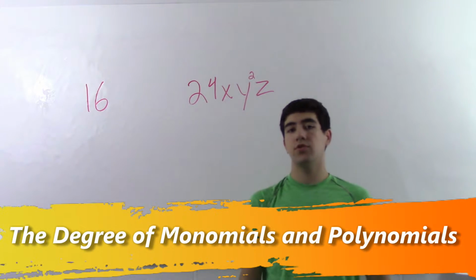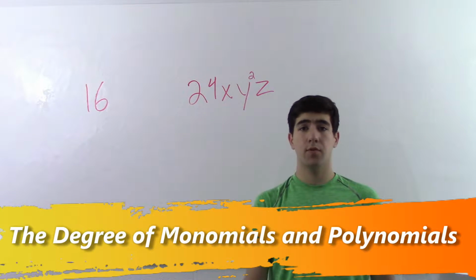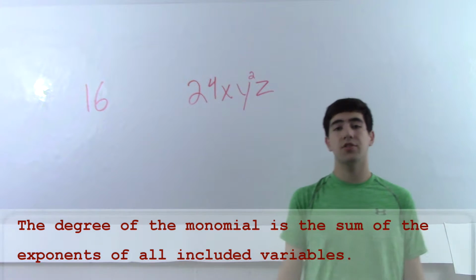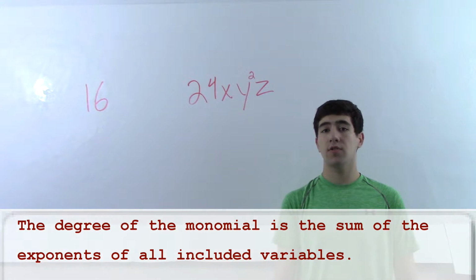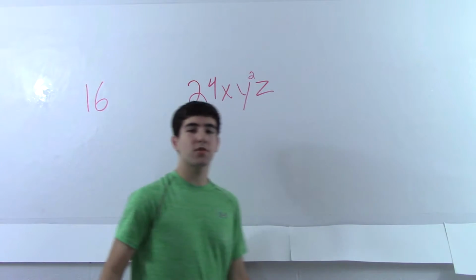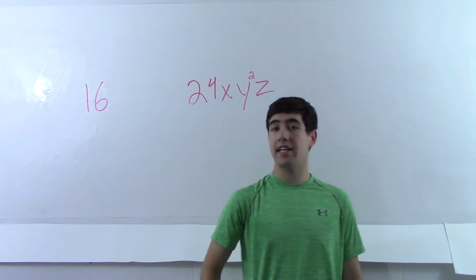Another thing that's important to know is the degree of a monomial and a polynomial. So what is a degree? A degree is the sum of all the exponents on all the variables in your monomial. That sounds pretty confusing, so I'm going to break it down in an easier way.